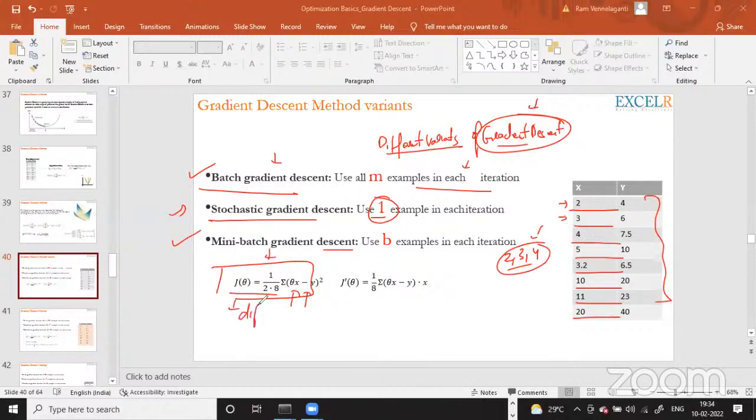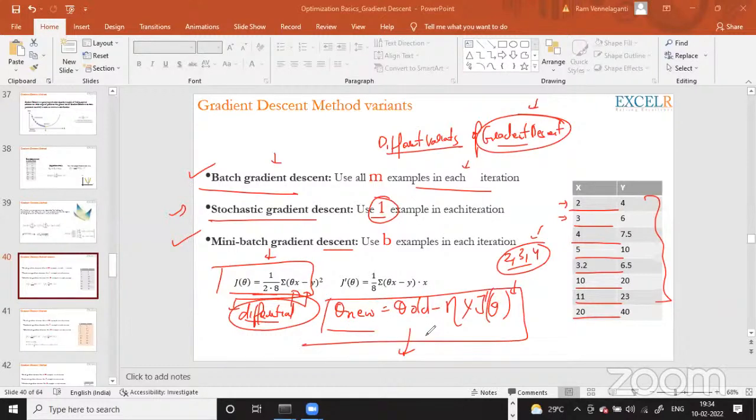Now take the differential. Theta new is equal to theta old minus learning rate into J dash of theta. This is the formula for updating our weights. This is what we are supposed to do, so we have to find out what J dash of theta is. When you take the differential, you are going to get this value as your J dash of theta.